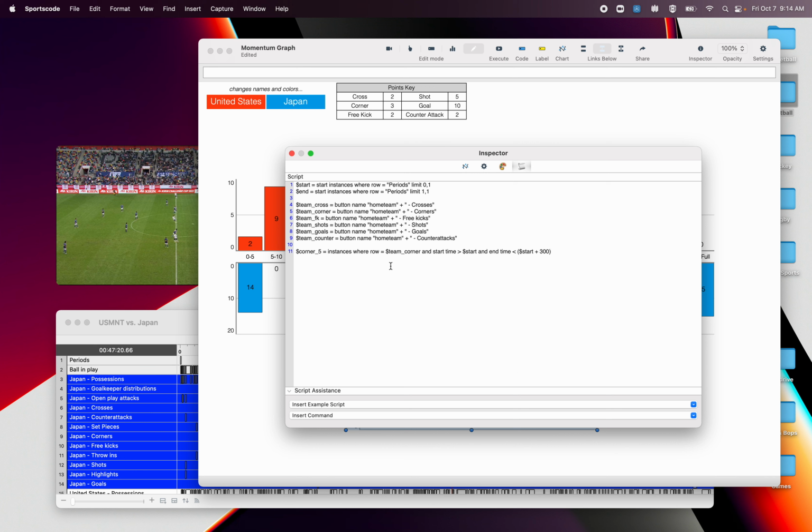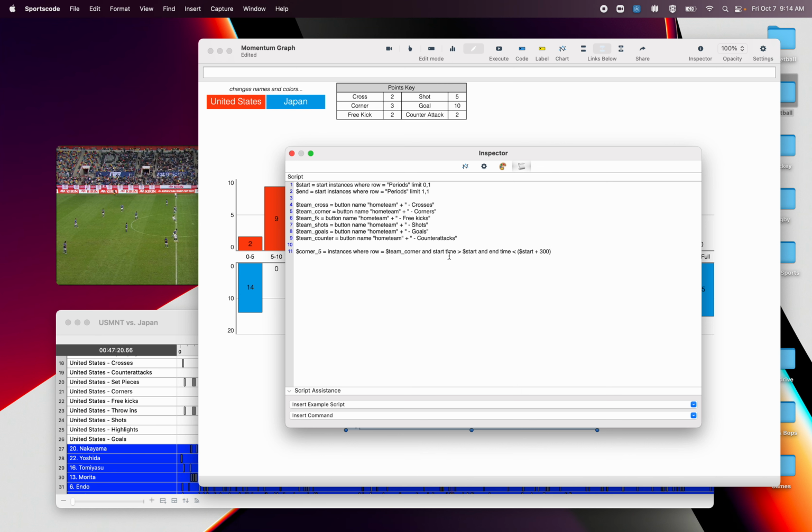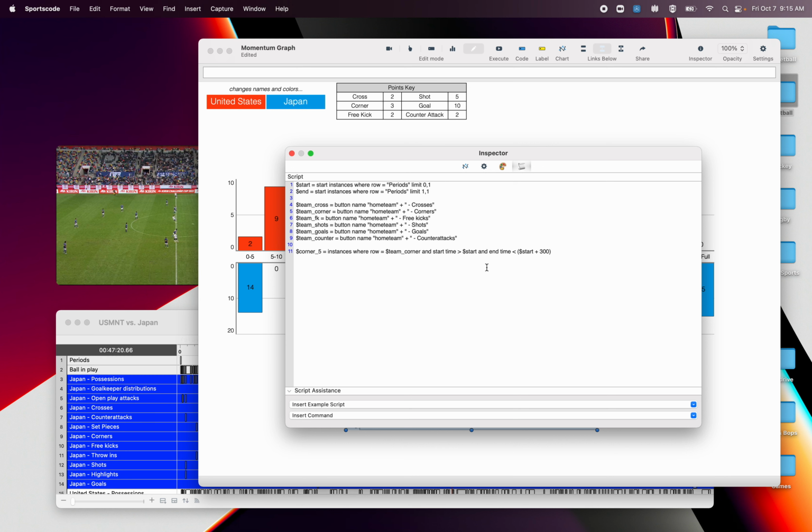So it's saying instances where row is team corner. So we're trying to find our team corners, the United States corners, and the start time is larger than the start of the first instance, and the end time is smaller than the start of the first instance plus 300 seconds, aka 5 minutes. So we're finding corners in the first 5 minutes.